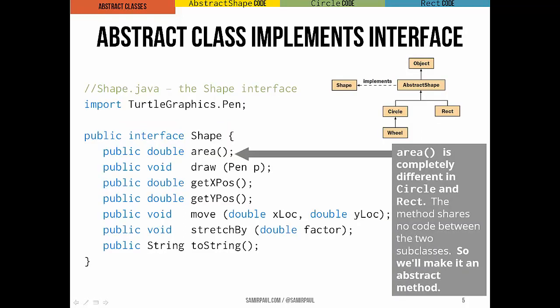So because abstract shape is going to implement shape, it actually has to include all of the shape methods, which you see right here. Even those like area that are completely different in the subclasses, right? It's totally different calculating the area of a circle and the area of a rect. There's not really any common implementation code there. At least the methods are common, but the implementations are totally different. So if you have a method like that, for instance, area in abstract shape, where we can't really write any code, we'll call that an abstract method. And when we write our header for the area method in abstract shape, we're just going to include the word abstract as a keyword, and that will mean that we don't have to implement it here.